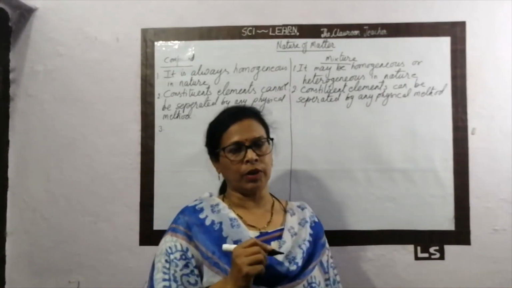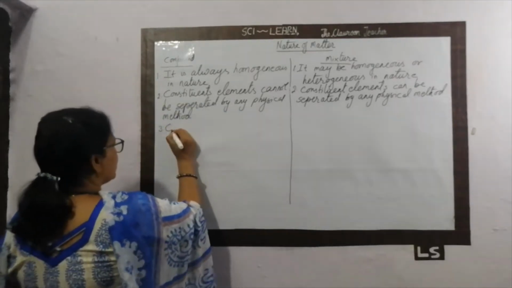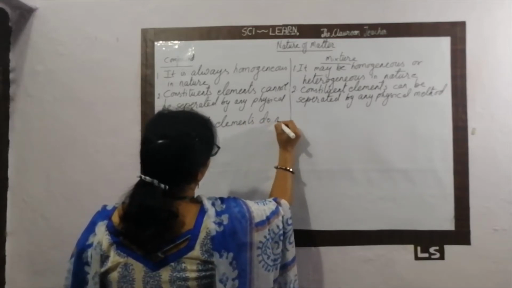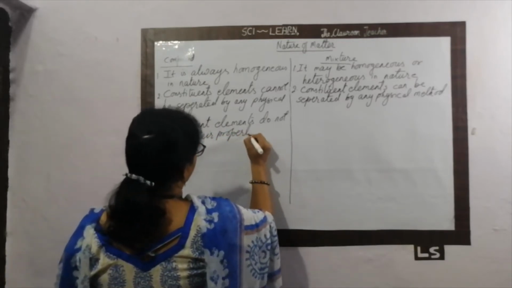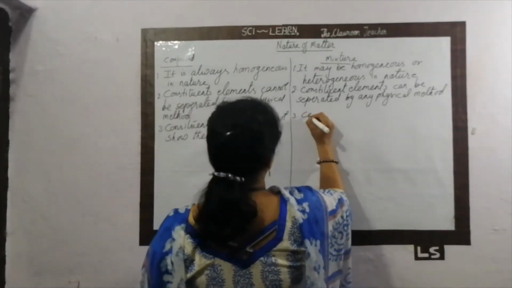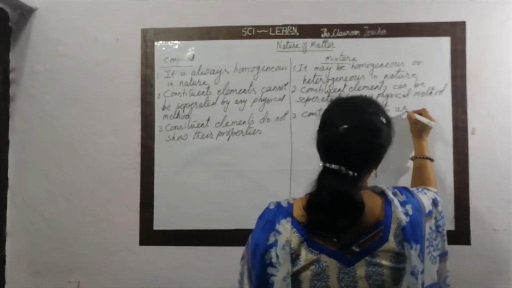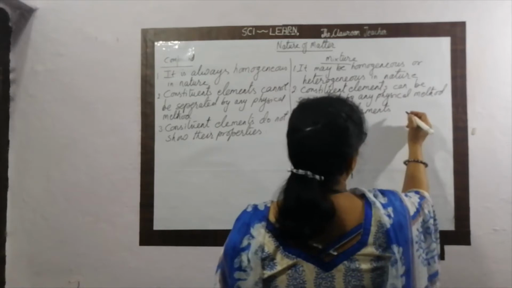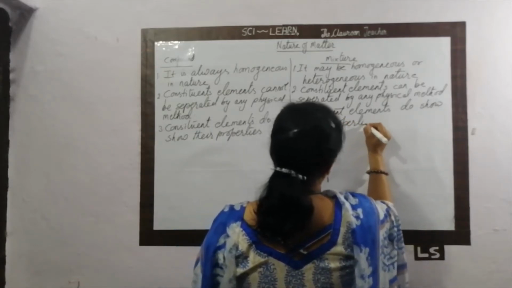As we know, in a compound, the constituent elements lose their nature, their property, their identification. It means the constituent elements do not show their properties. But in a mixture, all the constituent elements are able to show their own properties. So constituent elements do show their properties. Okay. Now what is the next point?